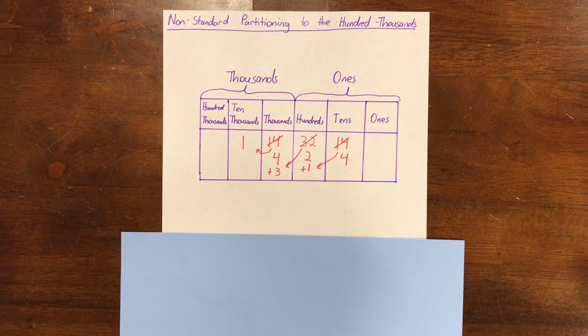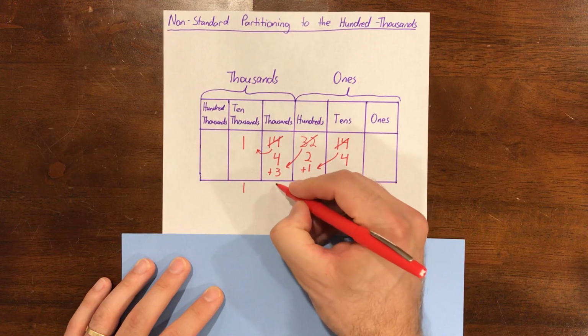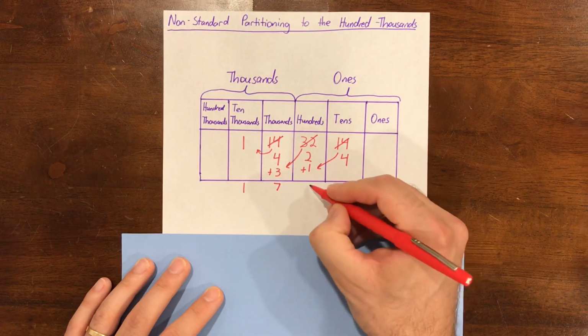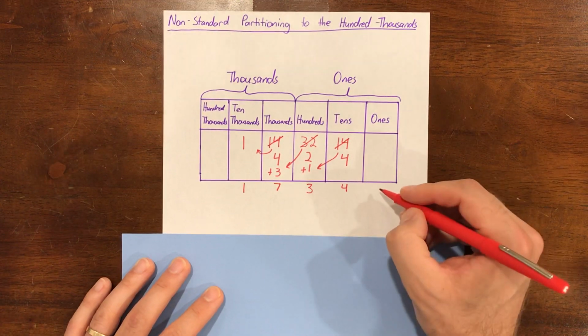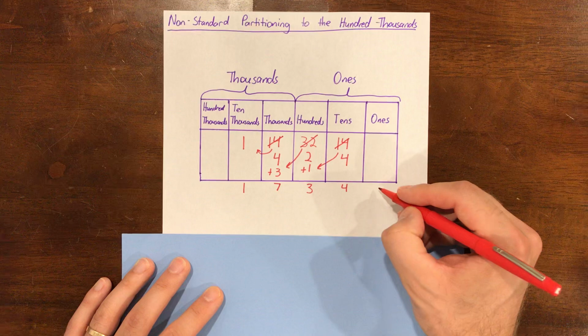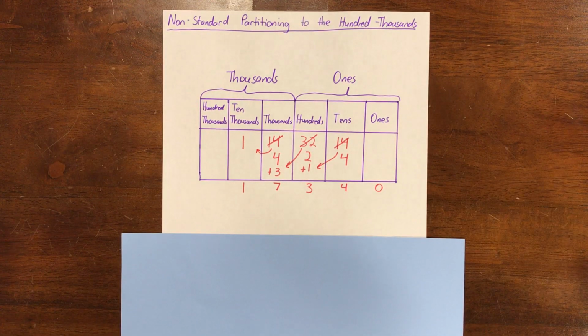Yeah, one thing we could do is add up the digits in all the place values and then write the expanded or standard form to figure out the total. So 1 ten thousand, 7 thousands, 3 hundreds, 4 tens, and no ones. Great. So it looks like the final total is going to be 17,340. How do we know that's right?